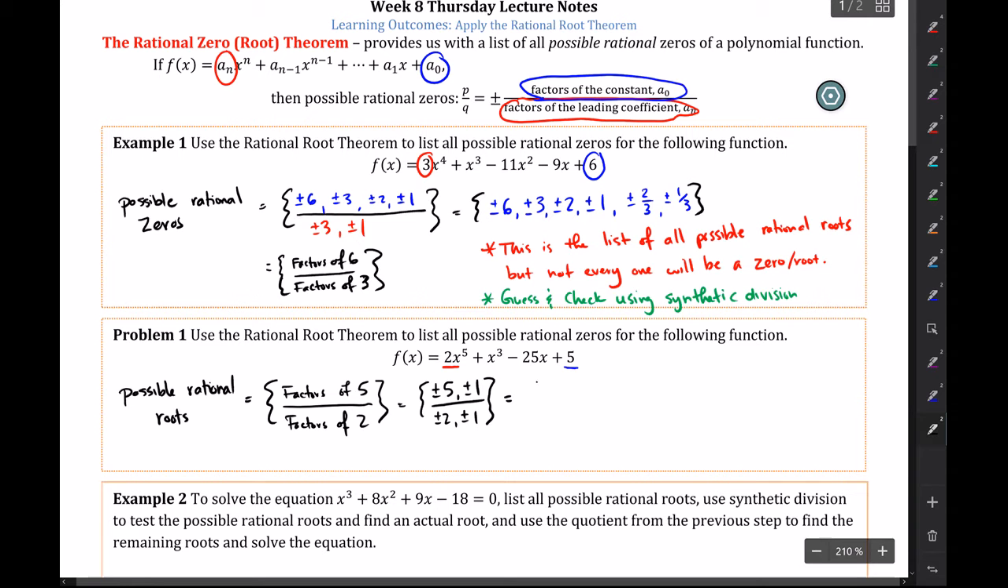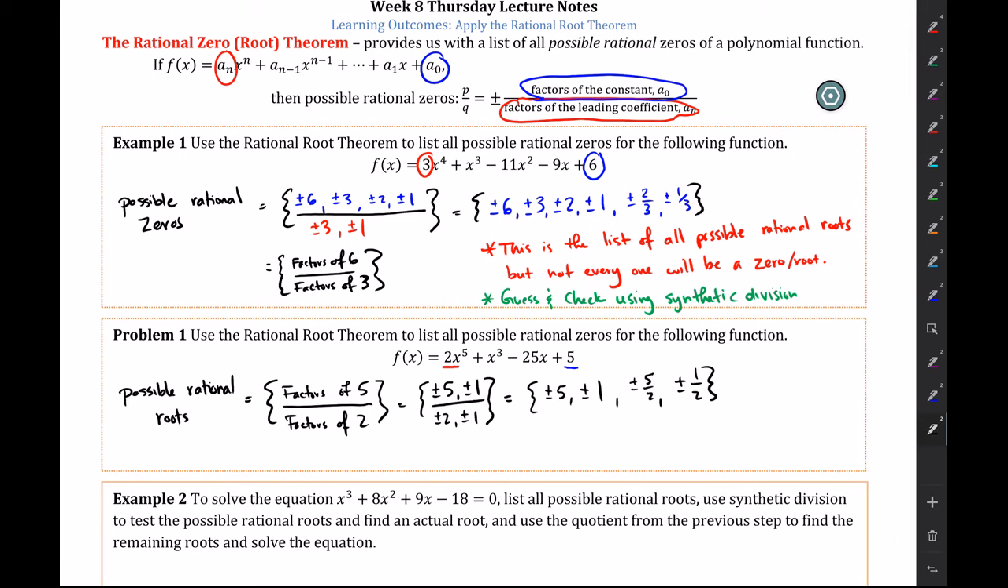And to write this out nicely, it should be either plus or minus 5, plus or minus 1, if the denominator is 1. And if the denominator is 2, then you're going to get plus or minus 5/2 or plus or minus 1/2. So in this case, we only have 8 possible roots to check.